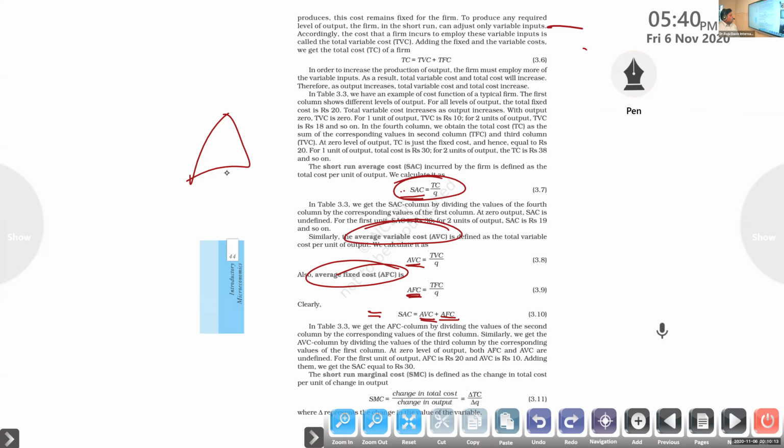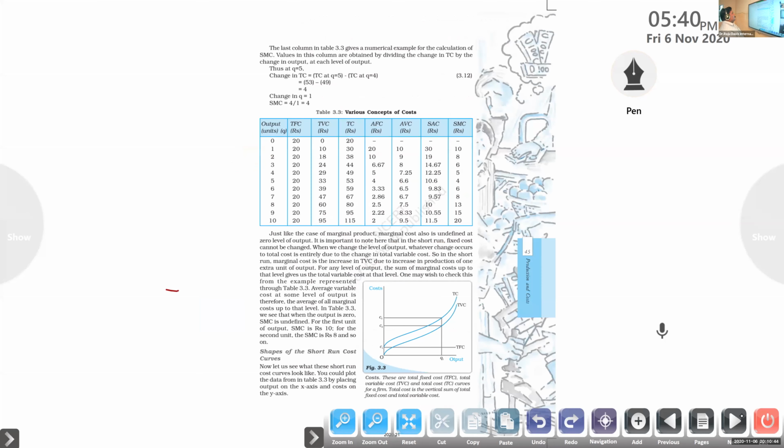So come here. The short run marginal cost, SMC, is defined as the change in total cost per unit of change in the output. Change in the total cost divided by the change in the output. The delta represents the change in the value of the variable. So change in the total cost divided by the change in the quantity. Here it is. The last column of table number 3.3 gives the numerical example of the calculation of SMC values. So this is called SMC, the entire last column.